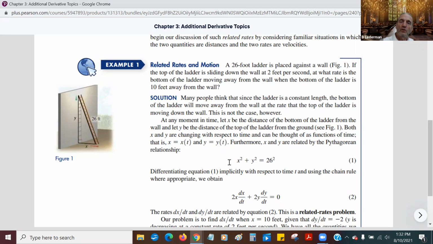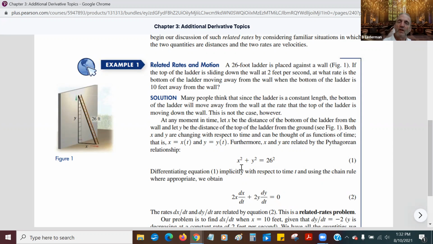Now, once we have this equation, that's really what you want to do. You want to find an equation. In all of these related rate problems, we always want to find an equation that ties together all the different variables. So now I'm going to differentiate everything. Am I going to differentiate with respect to x or with respect to y? The answer is neither. We're going to differentiate both of them with respect to time, because we're talking about a related rate.